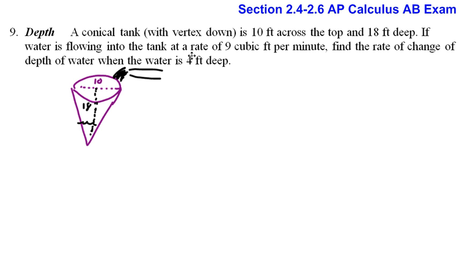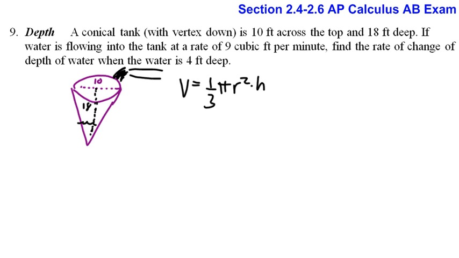Once again, our goal is to find some kind of relationship, some kind of formula that we know that deals with all these variables. It seems we're going to have to use the volume of a conic tank. Hey, what do you know? The volume of a conic tank is 1/3 pi r squared times our height.